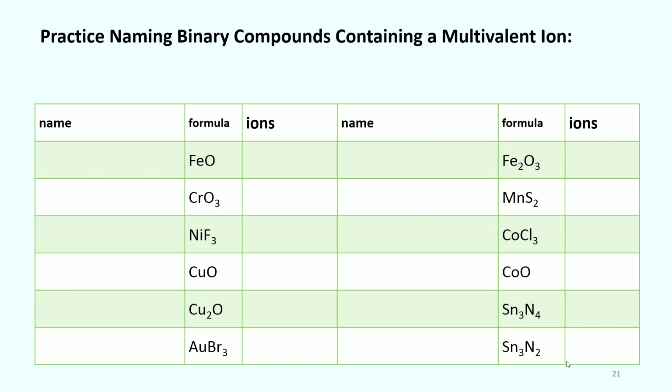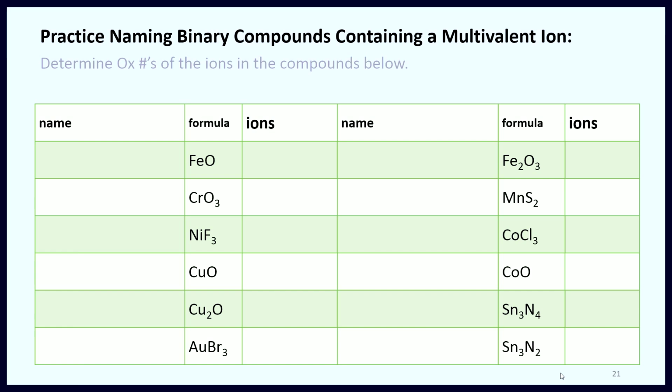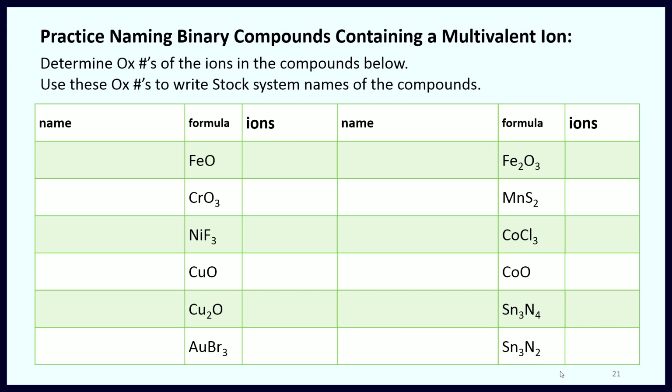Let's get some practice naming binary compounds that contain a multivalent ion. I suggest that you write the symbols and charges of the ions first. We're going to determine the oxidation number of the ions in the compounds below, and we'll use those oxidation numbers to write the stock system names of the compounds.